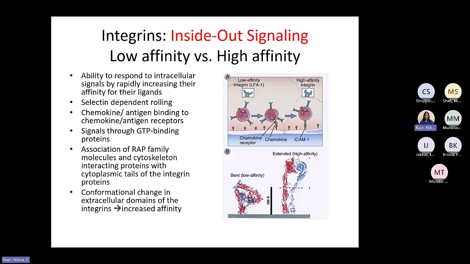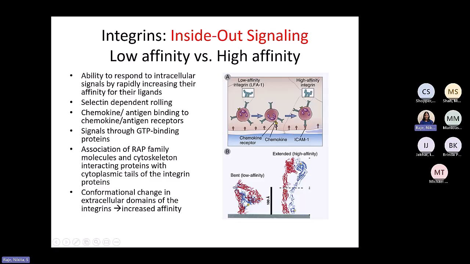So the chemokine, when it's bound, signals through GTP binding proteins, and there is association of these molecules with the cytoskeletal interacting proteins with the cytoplasmic tails of integrin proteins that cause a conformational change in the extracellular domain of the integrins. So again, to explain the same thing again, when there is presence of integrin, it can bind to its ligand on the endothelial surface with low affinity.